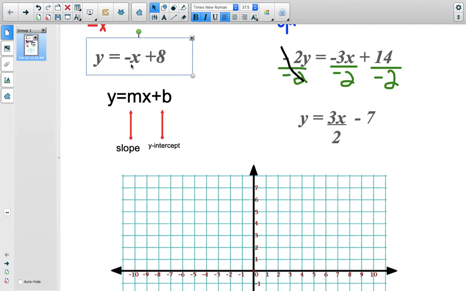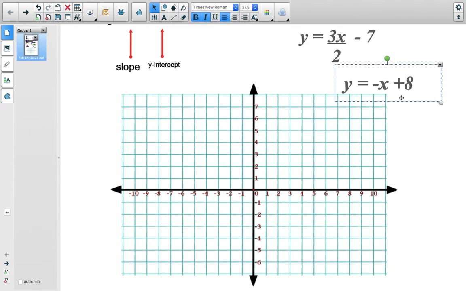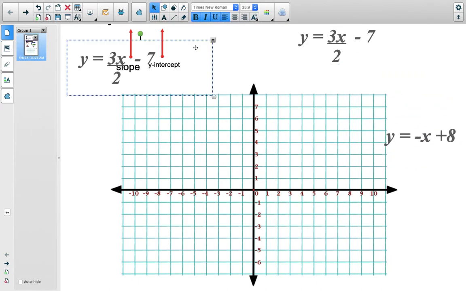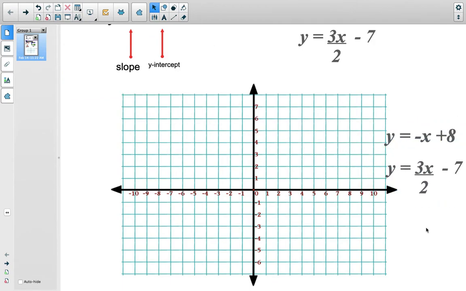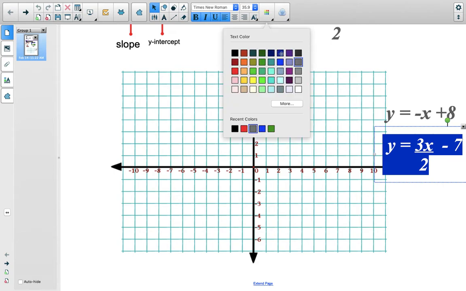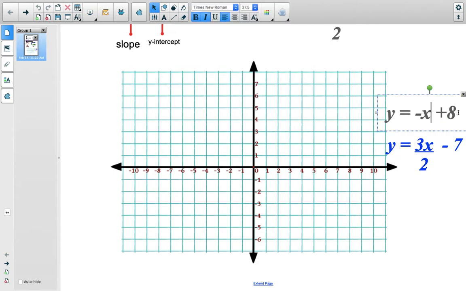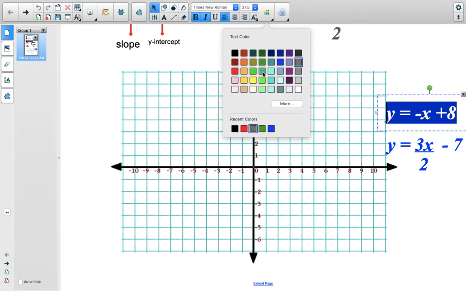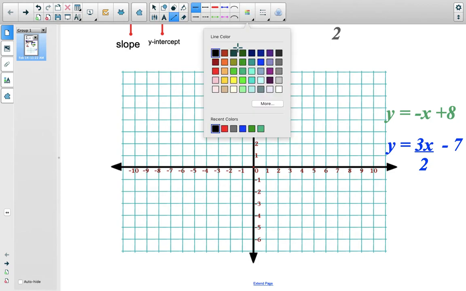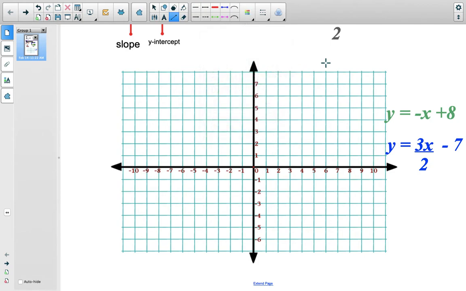Okay, well, how do I graph that? I'm going to remind you how we graph that. So if I just move this down here, and I copy this and move it down here. So I'm going to graph these two equations. I'm going to make one color and the other one a different color, just so you guys can see. So I'll make this one blue, and then I'll make this one green. Okay, so let's graph our green one first. First things first, my y-intercept is at 8.